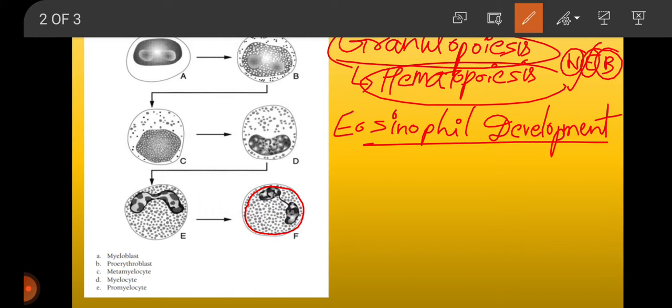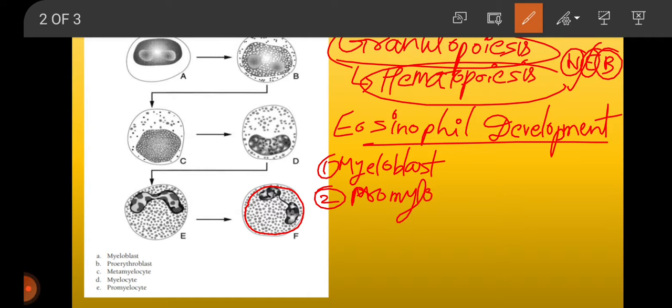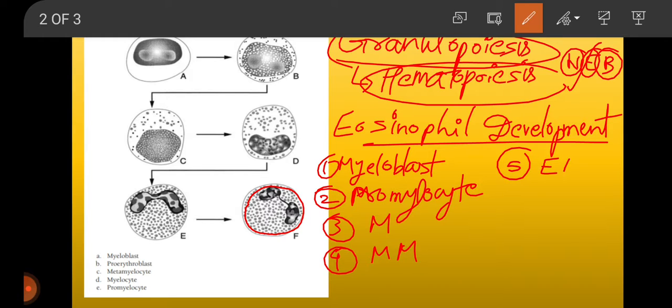Okay, now there are different stages. So let me just name them. The first one is known as a myeloblast. The second one is known as a promyelocyte. The third one is known as a myelocyte. Fourth one is metamyelocyte. Fifth one is known as the eosinophilic band stage. And the sixth one is known as the mature eosinophilic stage. Right. So let's start correlating it with the figure that is given to us.